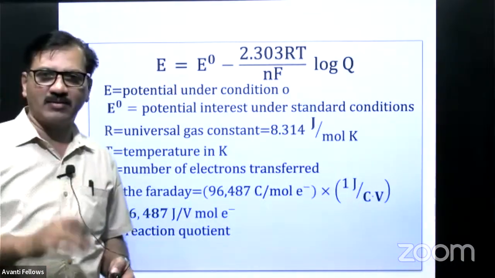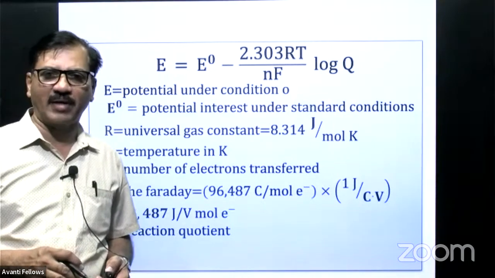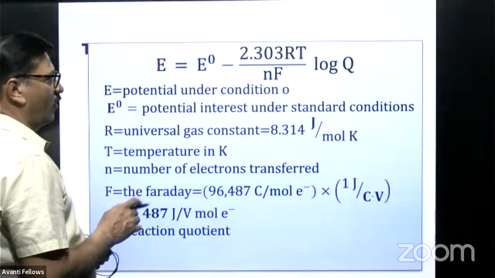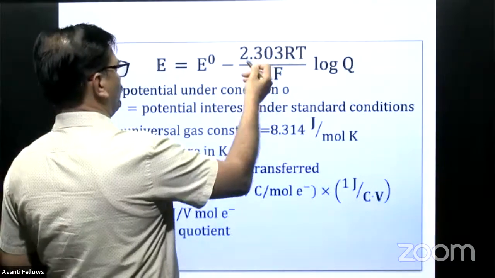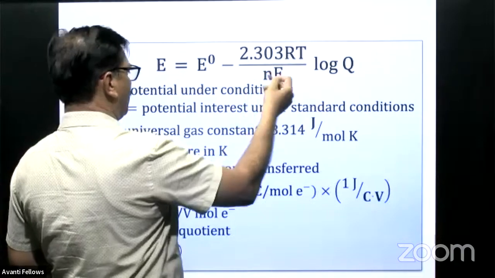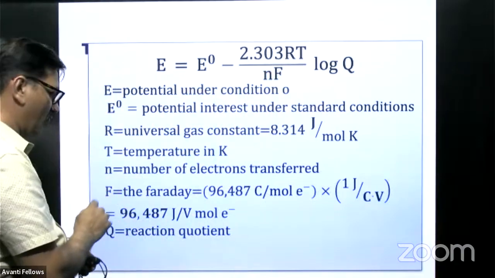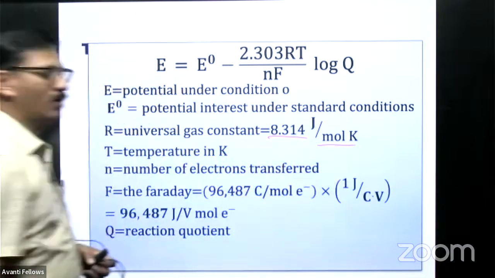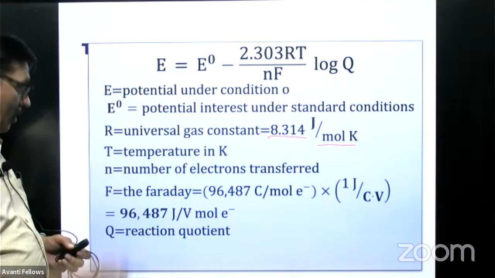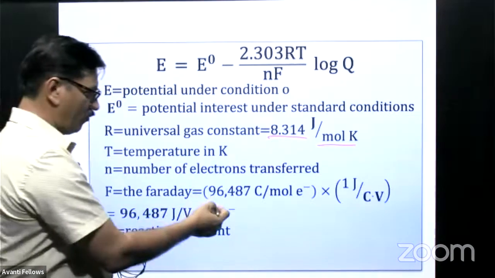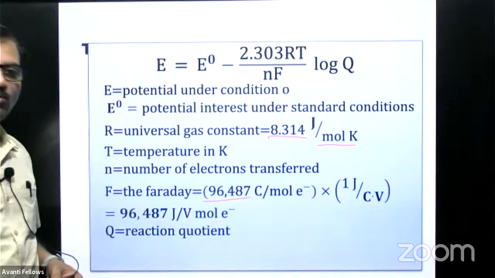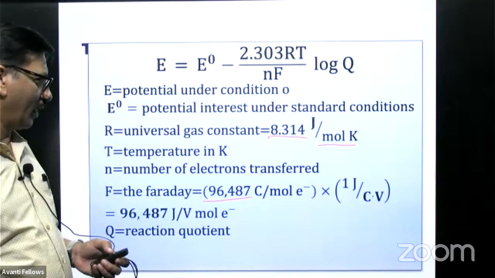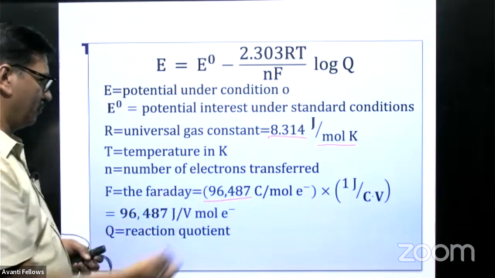Normally these experiments are conducted at room temperature. We consider it as 25 degrees Celsius, and therefore we can substitute these values. This is 2.303 RT by nF. We know the value of R, the gas constant, 8.314 joule per Kelvin per mole, and 1 Faraday is equal to 96,487, or approximately 96,500, joule per coulomb per volt.